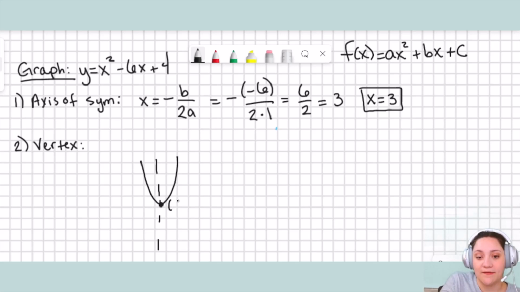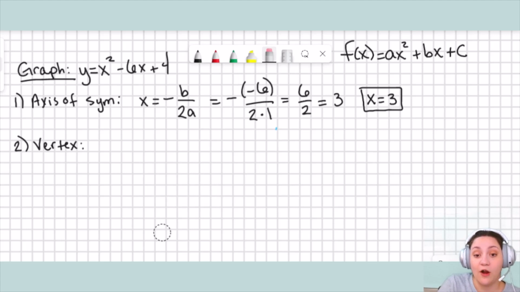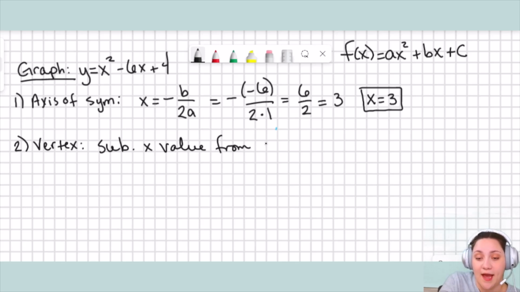So we know the x value of that point, but we don't know the y value of that point. And for the vertex, we need to know the x and the y value, because we need to know the actual point, not just where it is on the x-axis. But we're already halfway there, right? Because we know that x value. So to find the vertex, we substitute in the x value from the axis of symmetry.